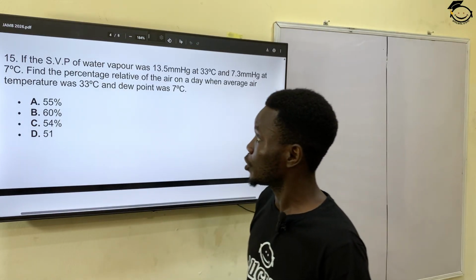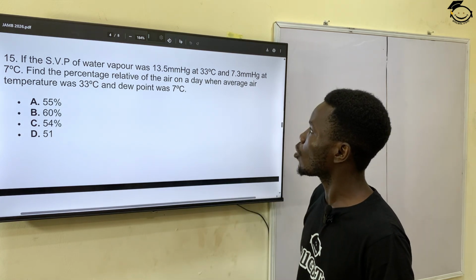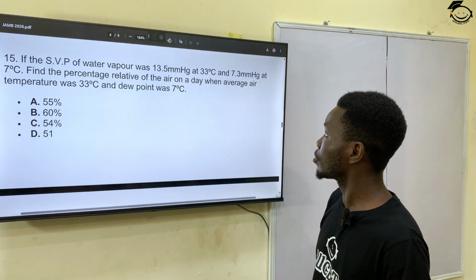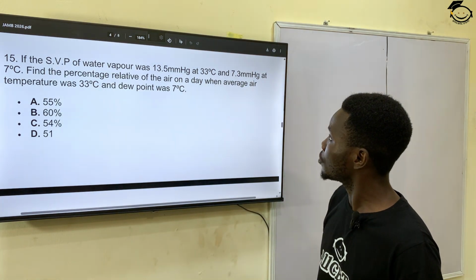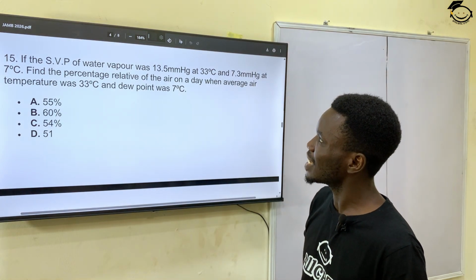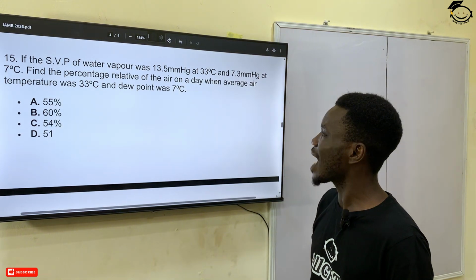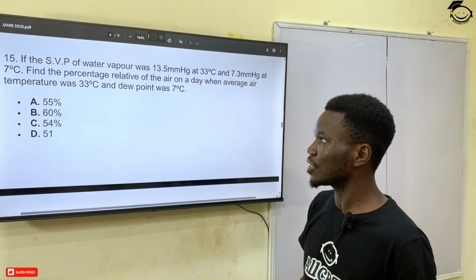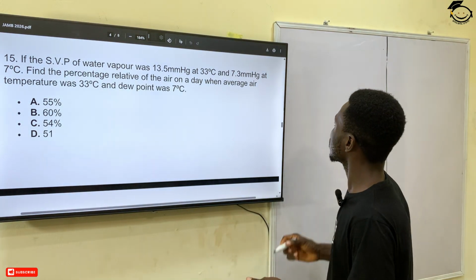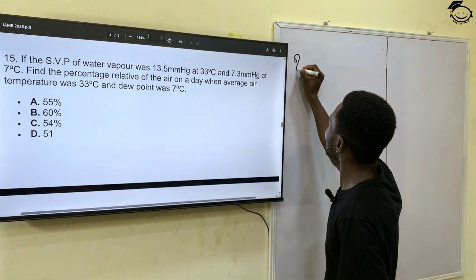Moving on to the next question, which is question number 15, it says, if the standard vapor pressure of water vapor was 13.5 millimeter mercury at 32 degrees Celsius and 7.3 millimeter mercury at 7 degrees Celsius, find the percentage relative humidity of the air on a day when average air temperature was 33 degrees Celsius and dew point was 7 degrees Celsius.